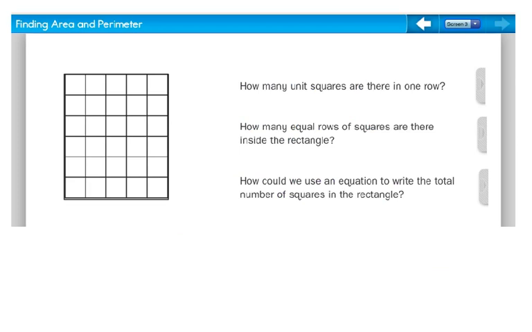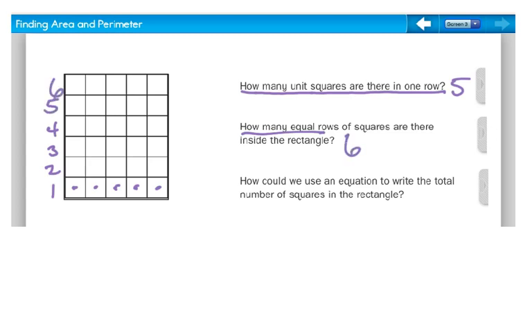So I can count the number of square units inside. So this is how many unit squares are there in one row? 1, 2, 3, 4, 5. There's 5 of them. How many equal rows of squares are there? Well, there's 1, 2, 3, 4, 5, 6. There's 6 of them. How could we use an equation to write the total number of squares?